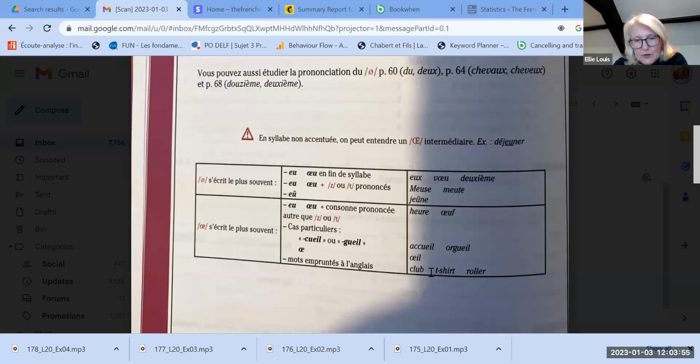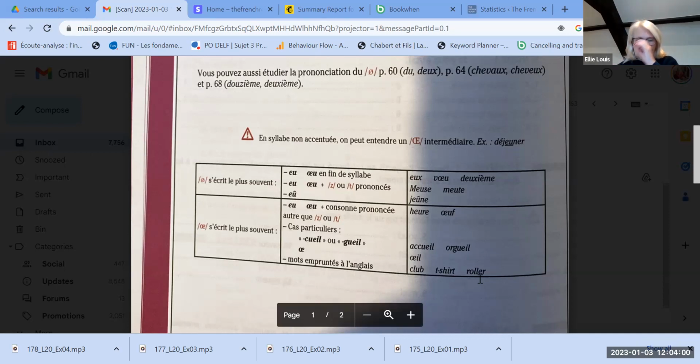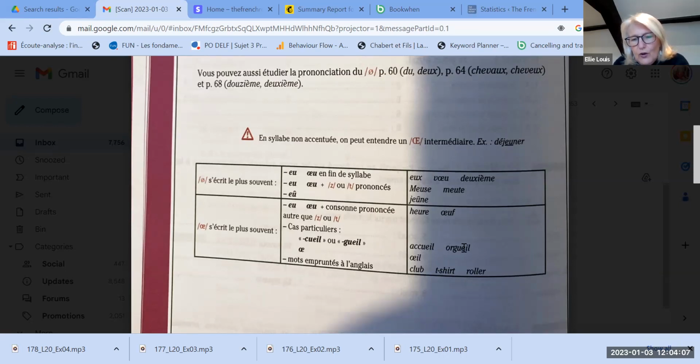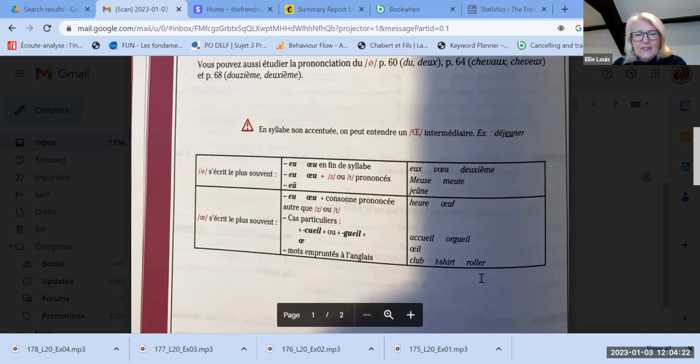Now, how can these words, which look just like, we would say club, t-shirt, roller, wouldn't we? So if we look at these sounds here, how could we pronounce these three sounds? So we've got accueille, orgueil, oeil, club, t-shirt, and roller. So don't fall into the trap that if you see an English word, you pronounce it in an English way, because it's unlikely that you'd be understood.